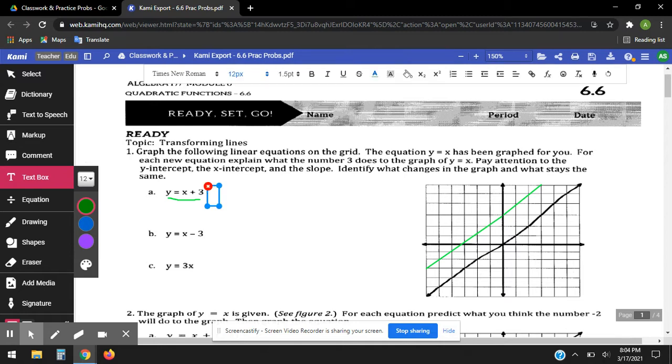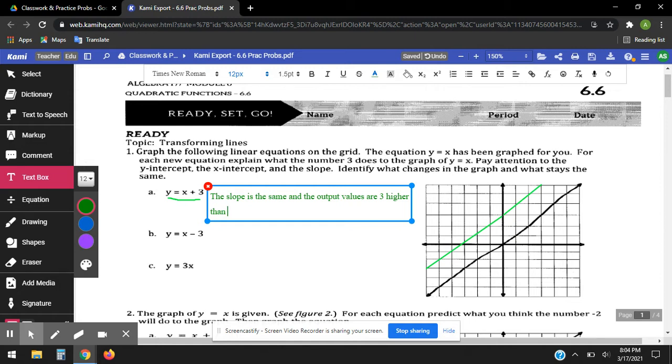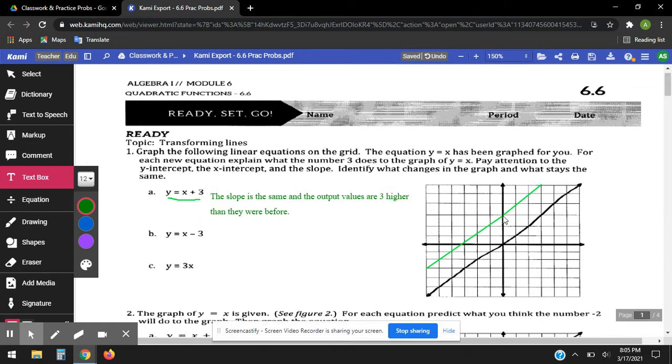So for this one, the slope is the same. Notice they're both going up 1 over 1. And the output values are 3 higher than they were before. So if this was 0, 0, instead it's 0, 3. Instead of 1, 1, it's 1, 4. 2, 2, 2, 5. They're all 3 higher than they were before.